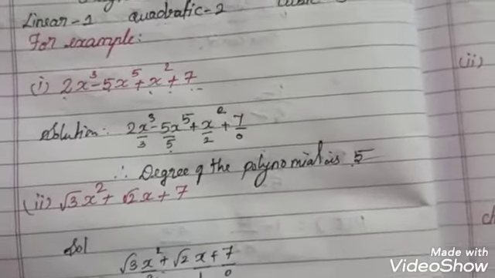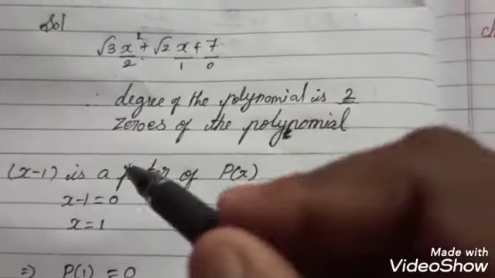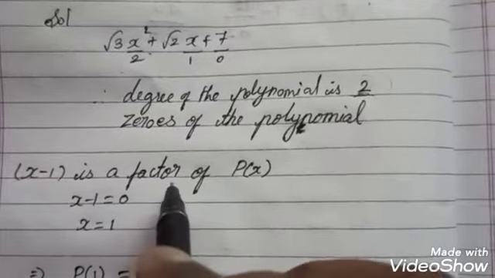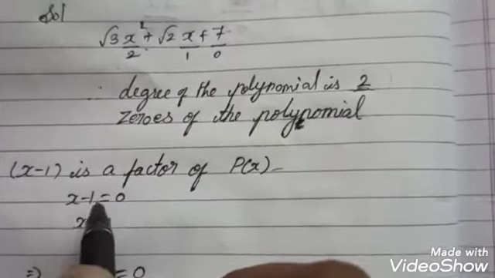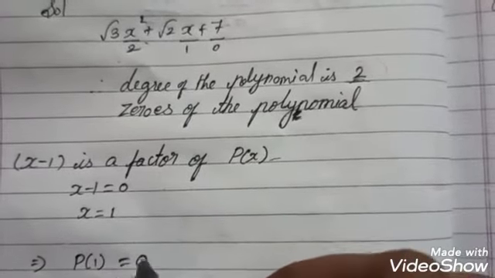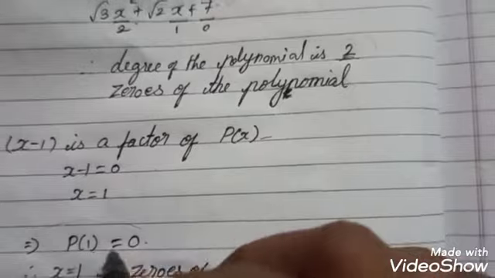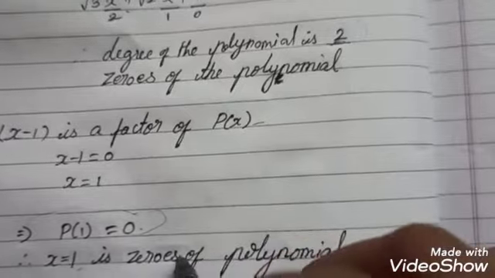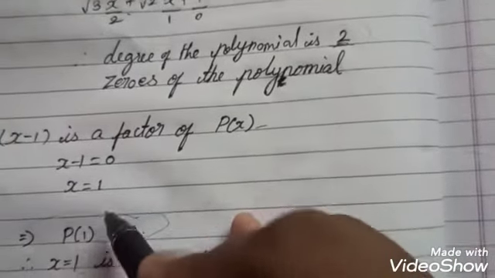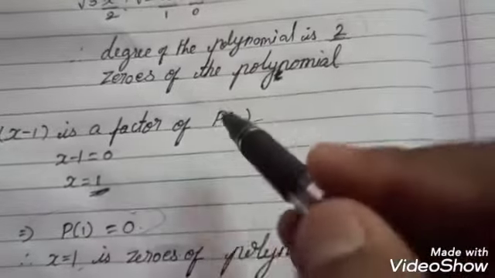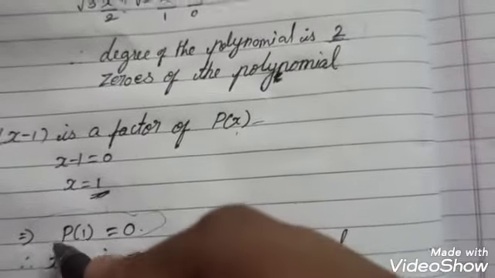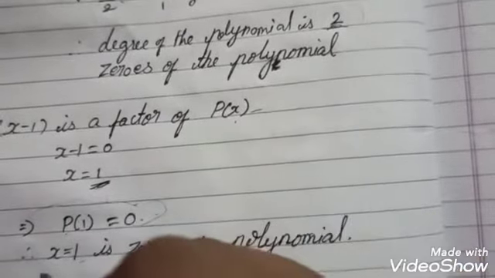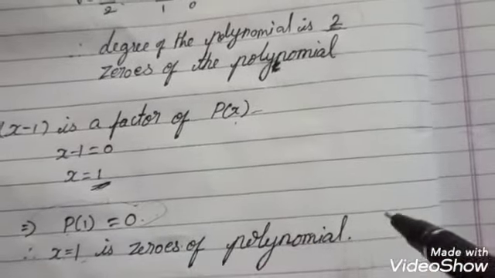Next we move on to zeros of polynomial. So how do you find zeros of a polynomial? If x minus 1 is a factor of p of x, you can write x minus 1 equal to 0, x equal to 1, p of 1 equal to 0. So when the final value p of 1 equal to 0, at that time we say x equal to 1 is zero of the polynomial p of x. When we substitute 1 instead of x, finally you get p of 1 equal to 0. At that time we say x equal to 1 is zero of the polynomial.